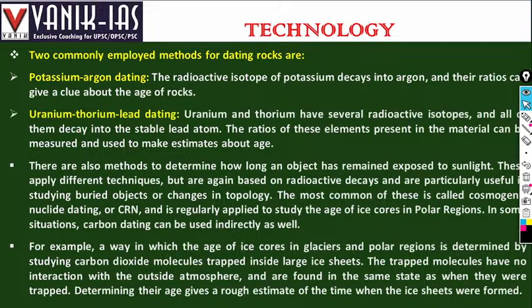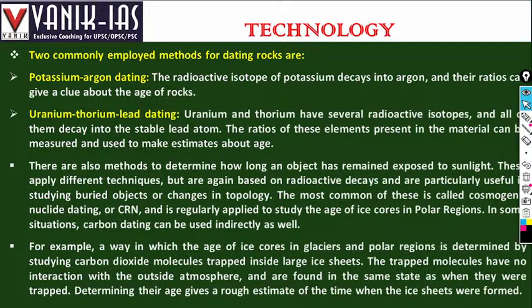The ratio of these elements present in the material can be measured and used to make estimates about age. There are also methods to determine how long an object has remained exposed to sunlight. These apply different techniques but are again based on radioactive decay and are particularly useful in studying buried objects or changes in topology. The most common of these is called cosmogenic nuclear dating or CRN and is regularly applied to study the age of ice core in polar regions.